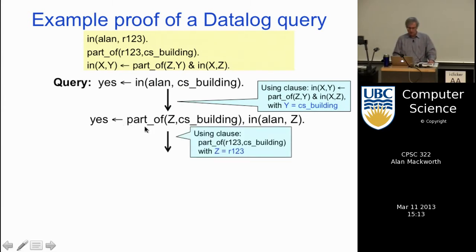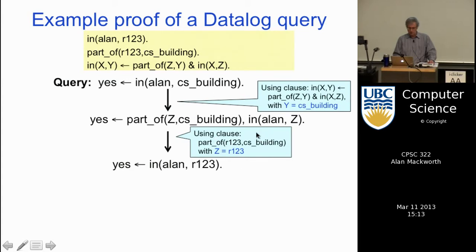So now again we try and prove left to right, part of Z CS building. We've still got some variables in here. That'll pattern match against this assertion. R123 is part of the CS building, room 123. Z is 123. And that will succeed because there's no body in this rule.